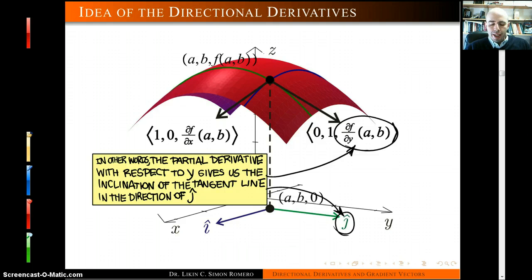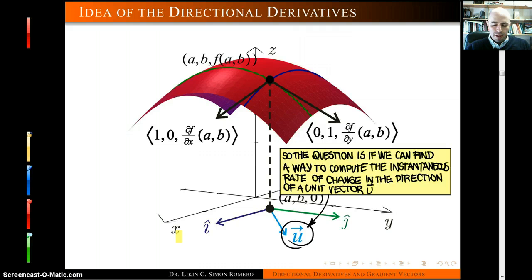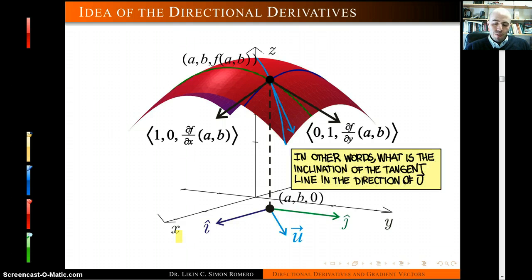So suppose that we take another different unit vector u. The question is, can we find a way to compute the instantaneous rate of change in the direction of the unit vector u? In other words, we want to know what is the z component of this vector right here.